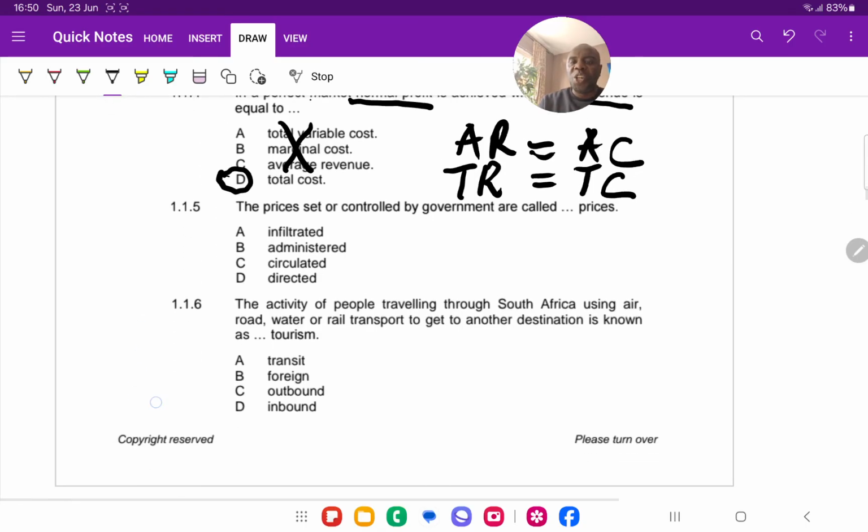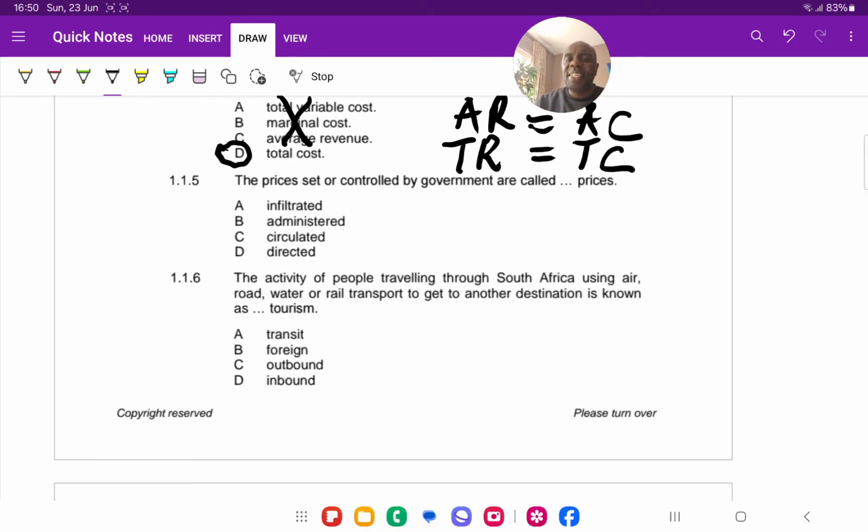Let's move on to question number 5. The prices set or controlled by the government are called dash prices. That is administered prices. Your answer is B. These other answers that the examiner has given are incorrect and they do not make any sense. So administered prices refers to prices that are set or controlled by the government. The answer becomes B.